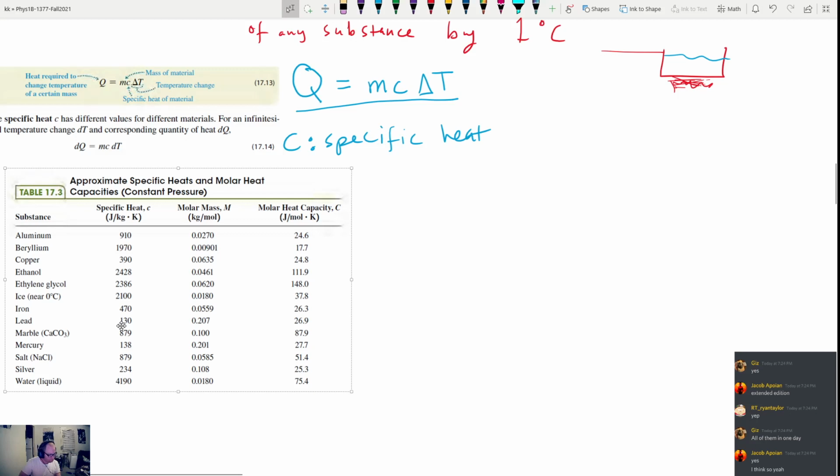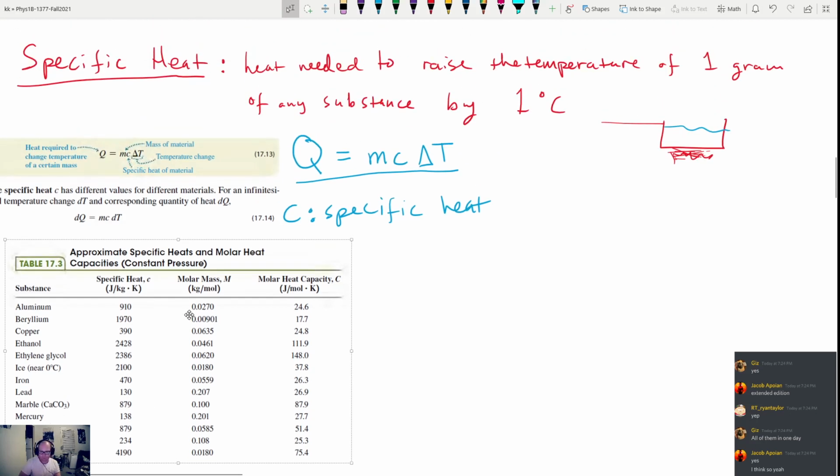Can you explain a little bit about specific heat again? I kind of have a little... We're still talking about it, yeah. Yeah, no problem. We're going to keep talking about it. I'm going to give you an example so you can understand what these numbers mean.